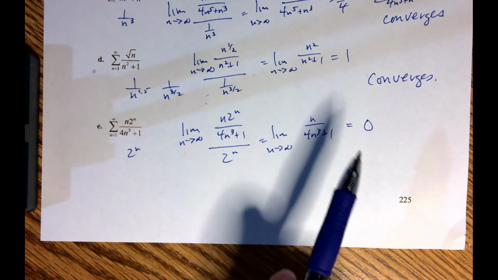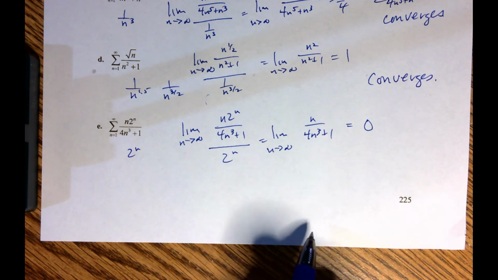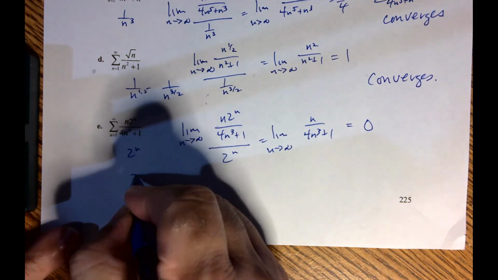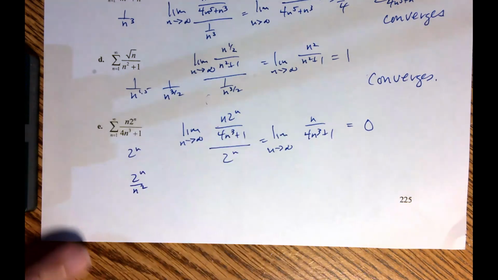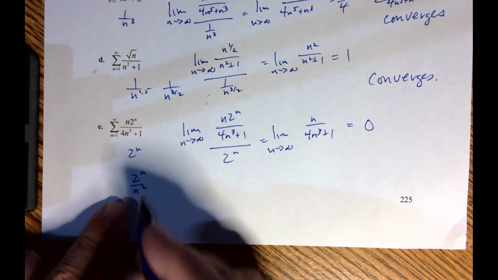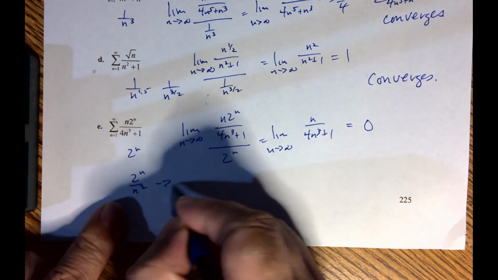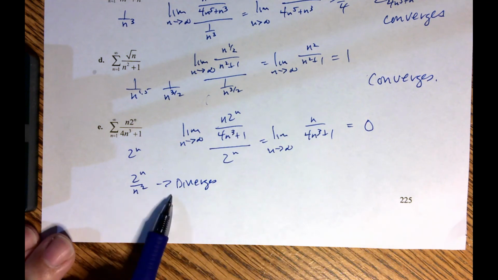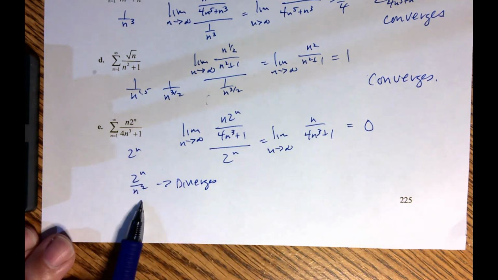If the limit goes to 0, that's not a good answer. So what's a better choice? How about 2 to the n over n squared? What do we know about 2 to the n over n squared? All right, so looking at this, you're going to say by the nth term test for divergence, this one diverges. If you let n go to infinity, 2 to the n is going to overpower n squared. That's not going to 0. That's going to infinity. So this diverges.